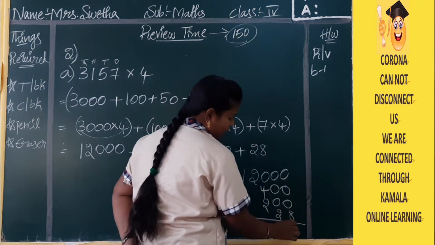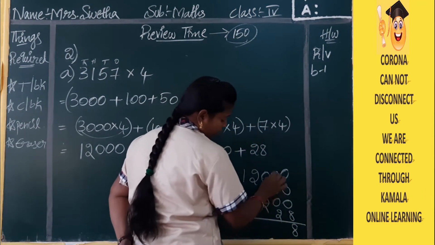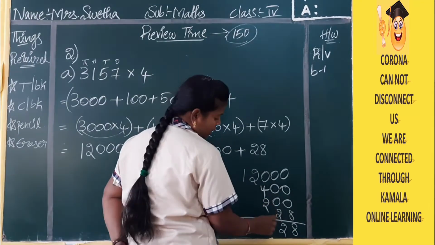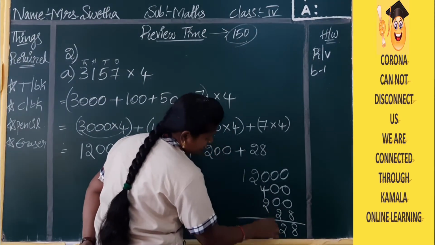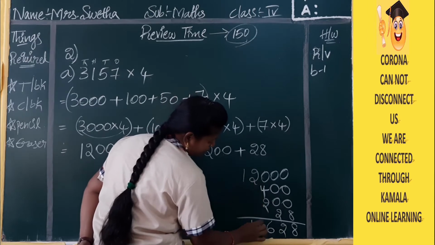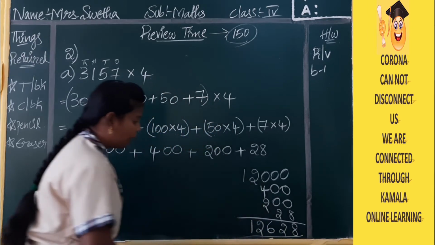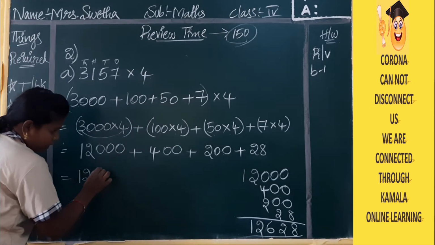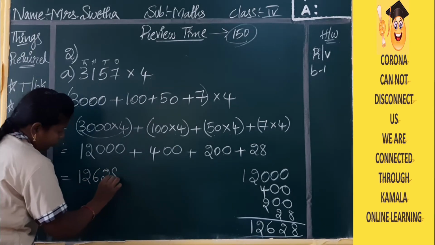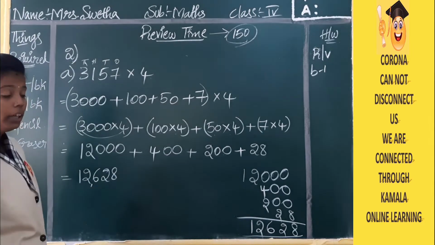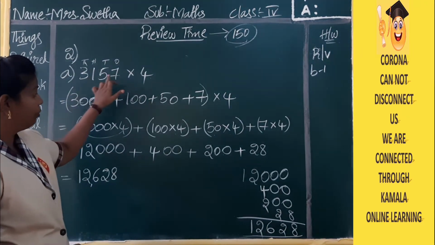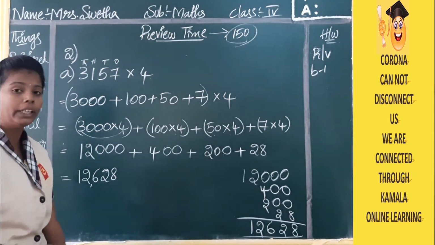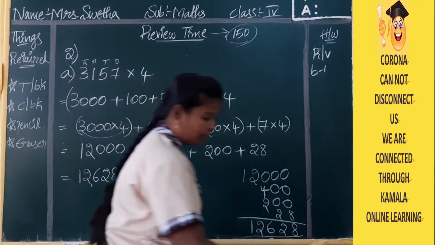Okay, now add all these numbers. 0 plus 8, 0 plus 2. 4 plus 2, it is 6, and we don't have any numbers under 12, so we will take 12 directly. So how much you got here? 12,628. 3,157 is multiplied with 4, so you got 12,628. Okay.